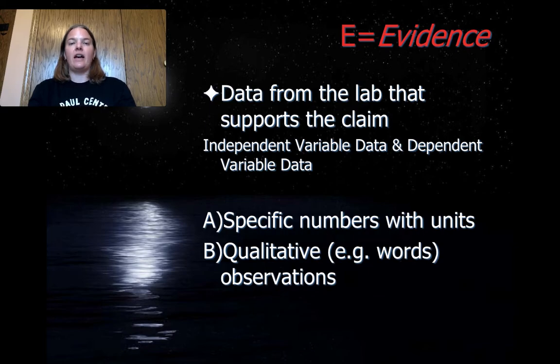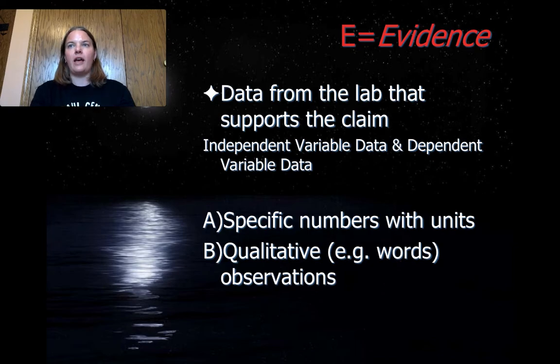Next up is E for evidence. So this is data from the lab that supports the claim. Please do not write, look at my data table. Instead, you're going to pull data from the data table and rewrite it here. Not all of it, just some of it with units, and explain that data and how it affects the claim.